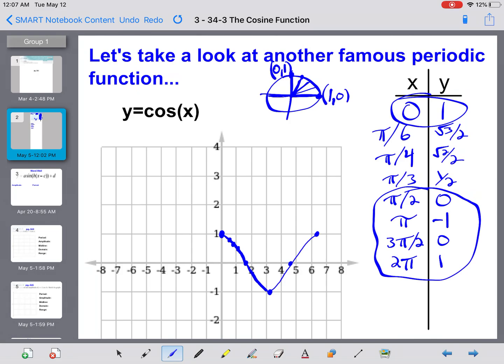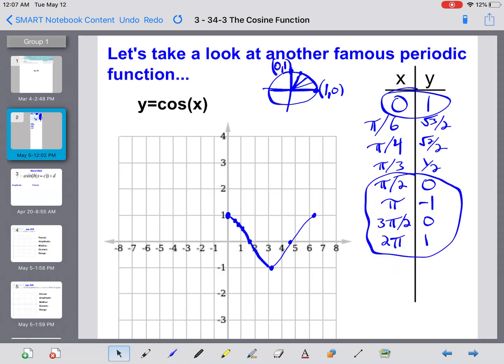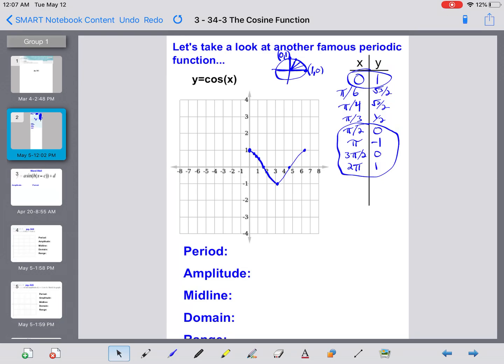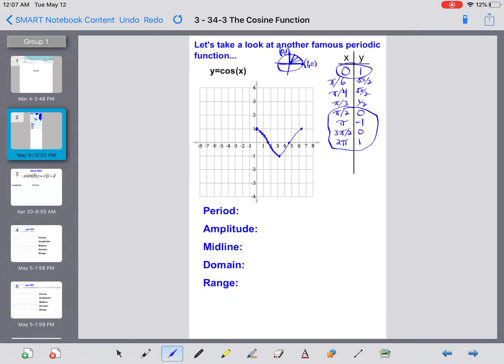Now remember, this is a snapshot of the graph. This is just one period. The domain is still going to be all real numbers for these cosine graphs. Okay, so let's fill in a similar chart like we did with sine. The period is still 2 pi, so the little formula we use is still 2 pi divided by the b value. The amplitude for the parent function is 1. The midline here is still y equals 0. Midline, again, is this horizontal line that goes through the horizontal middle of the graph.